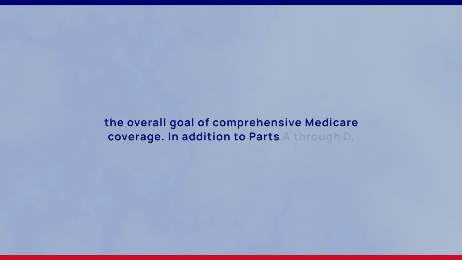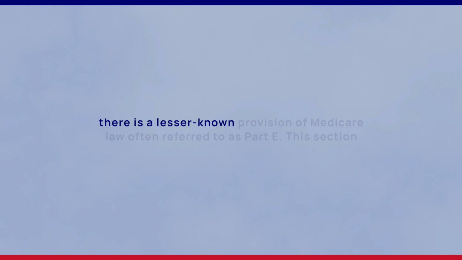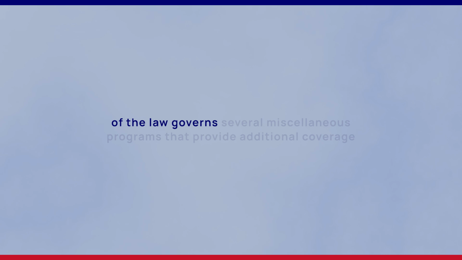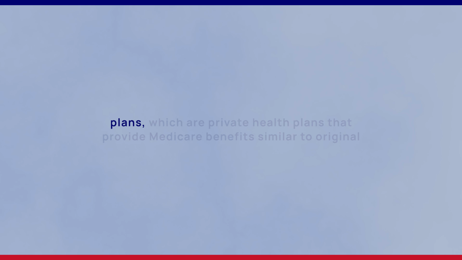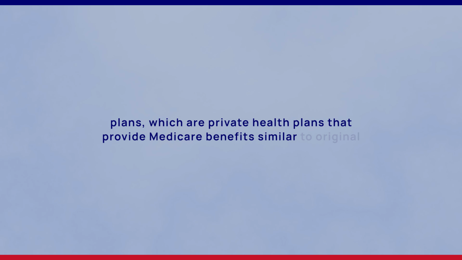In addition to Parts A through D, there is a lesser-known provision of Medicare law often referred to as Part E. This section of the law governs several miscellaneous programs that provide additional coverage options or specialized care for certain populations. One example is Medicare Cost Plans, which are private health plans that provide Medicare benefits similar to Original Medicare, including Part A and Part B coverage.